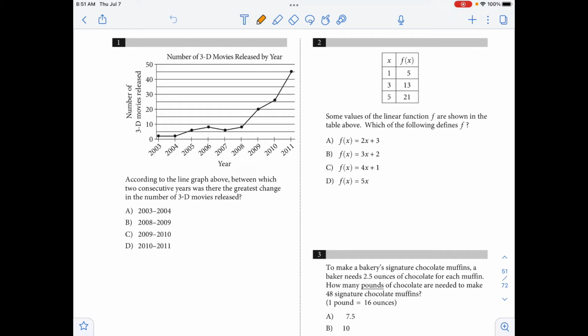Now remember, these are usually considered the easier, more straightforward problems, but they're worth the same as the hardest problem on the test. Each problem's worth the same, so it's important to get these right too. Okay? All right, let's start here.